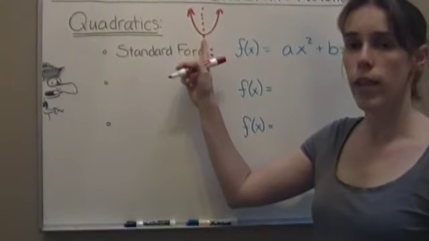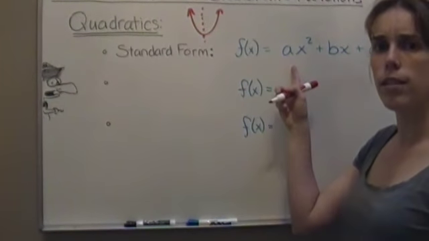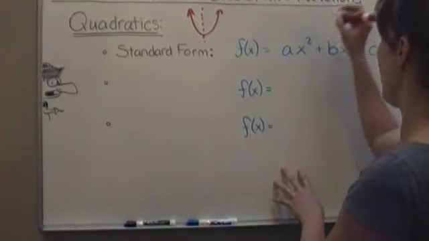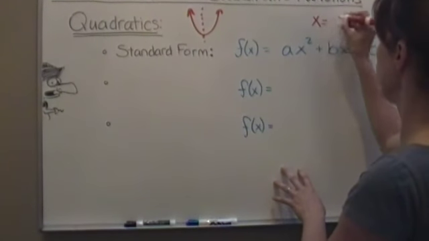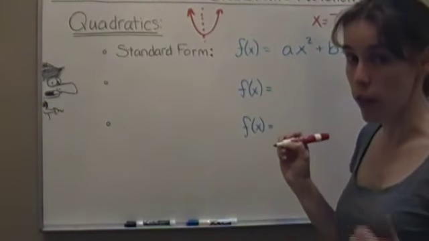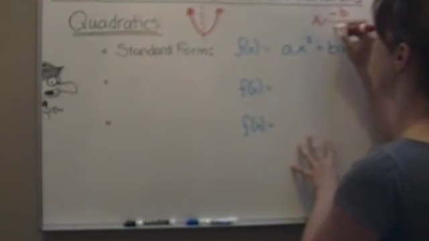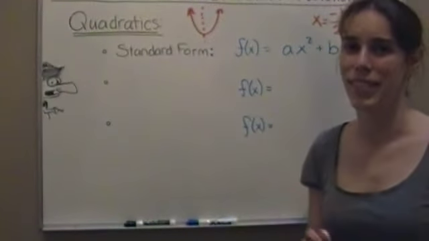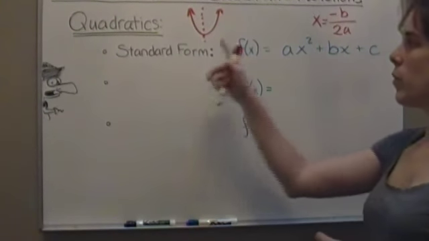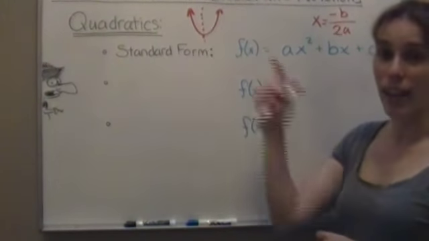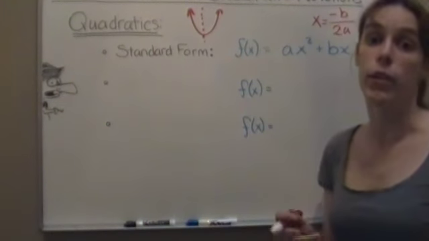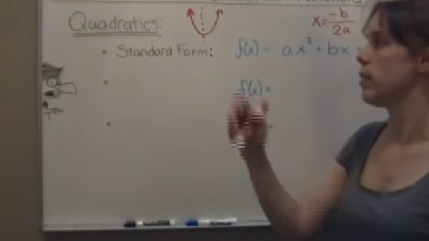The x value of that, do you remember what combination it is? I hope you remember. It's the beginning of the quadratic formula. X equals negative b all over 2a, right? Negative b over 2a gives you the x value of the axis of symmetry, and if you plug that in, you can get the y value of the vertex.